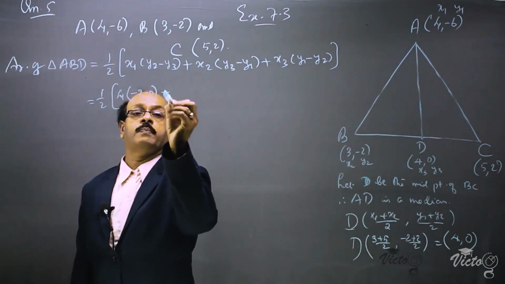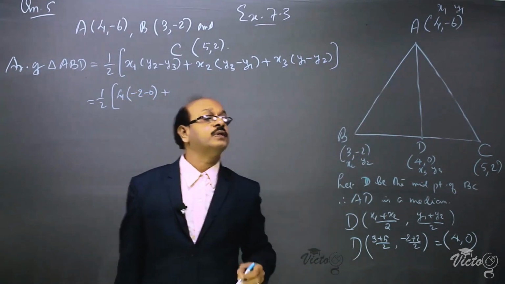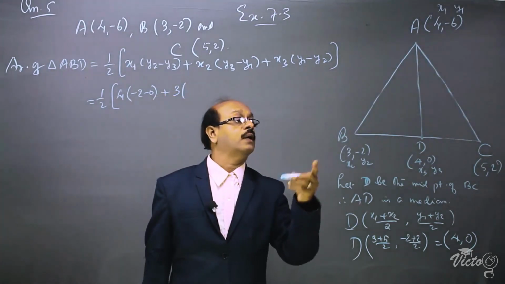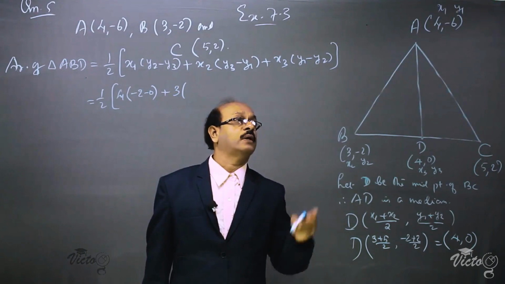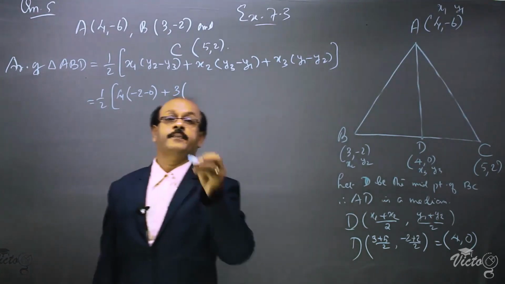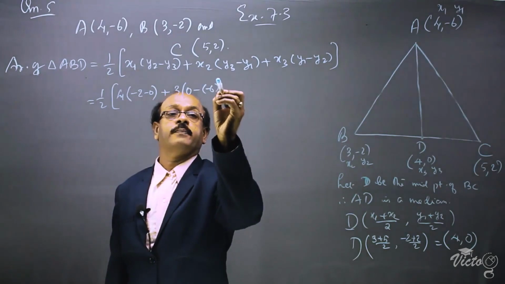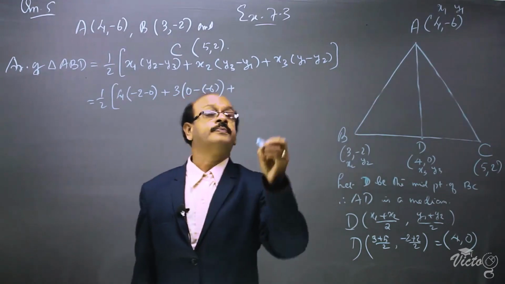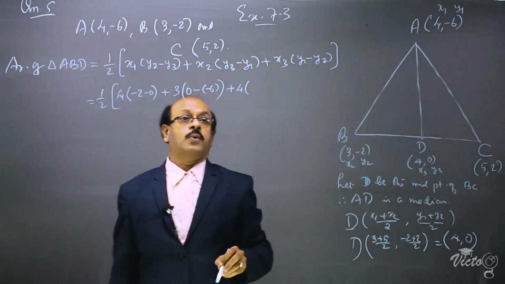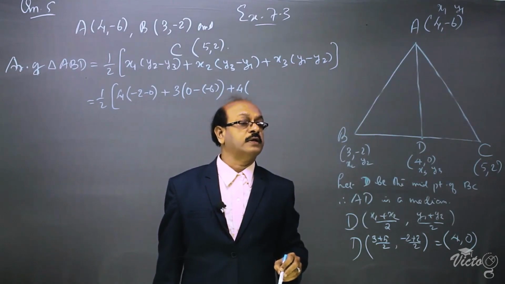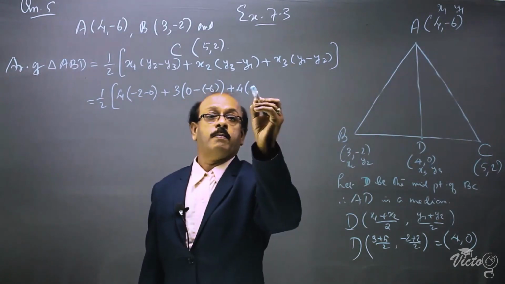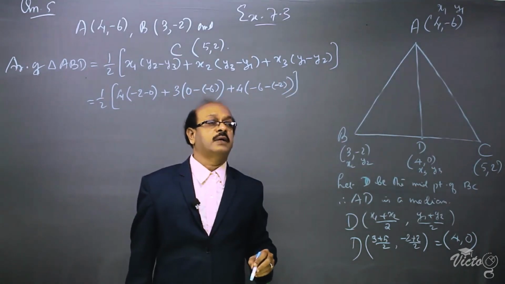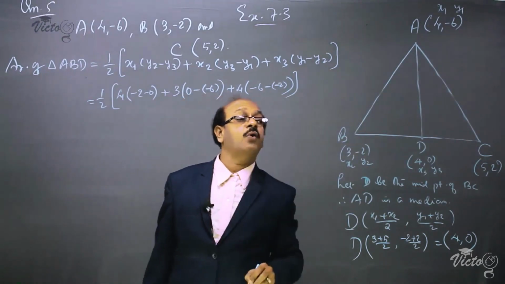Plus x2. The value of x2 is 3, into (y3 minus y1). Y3 is 0 minus of minus 6. Then plus x3. The value of x3 is 4, 4 into (y1 minus y2). Y1 is minus 6 minus of minus 2. Y1 minus y2 is equal to minus 6 minus of minus 2.